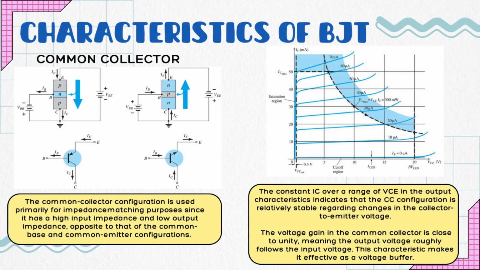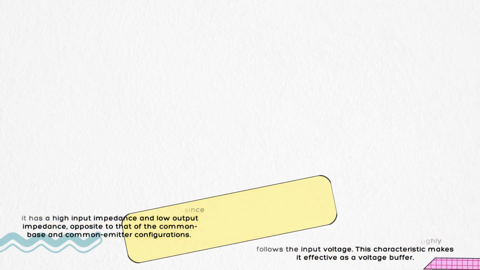The shape of this graph is similar to that of the common base configuration, reflecting the common collector's low input impedance. And for the output characteristic graph, it illustrates the relationship between IC and VCE. We can see the constant IC over a range of VCE, which indicates the configuration is relatively stable regarding changes in the collector to emitter voltage.